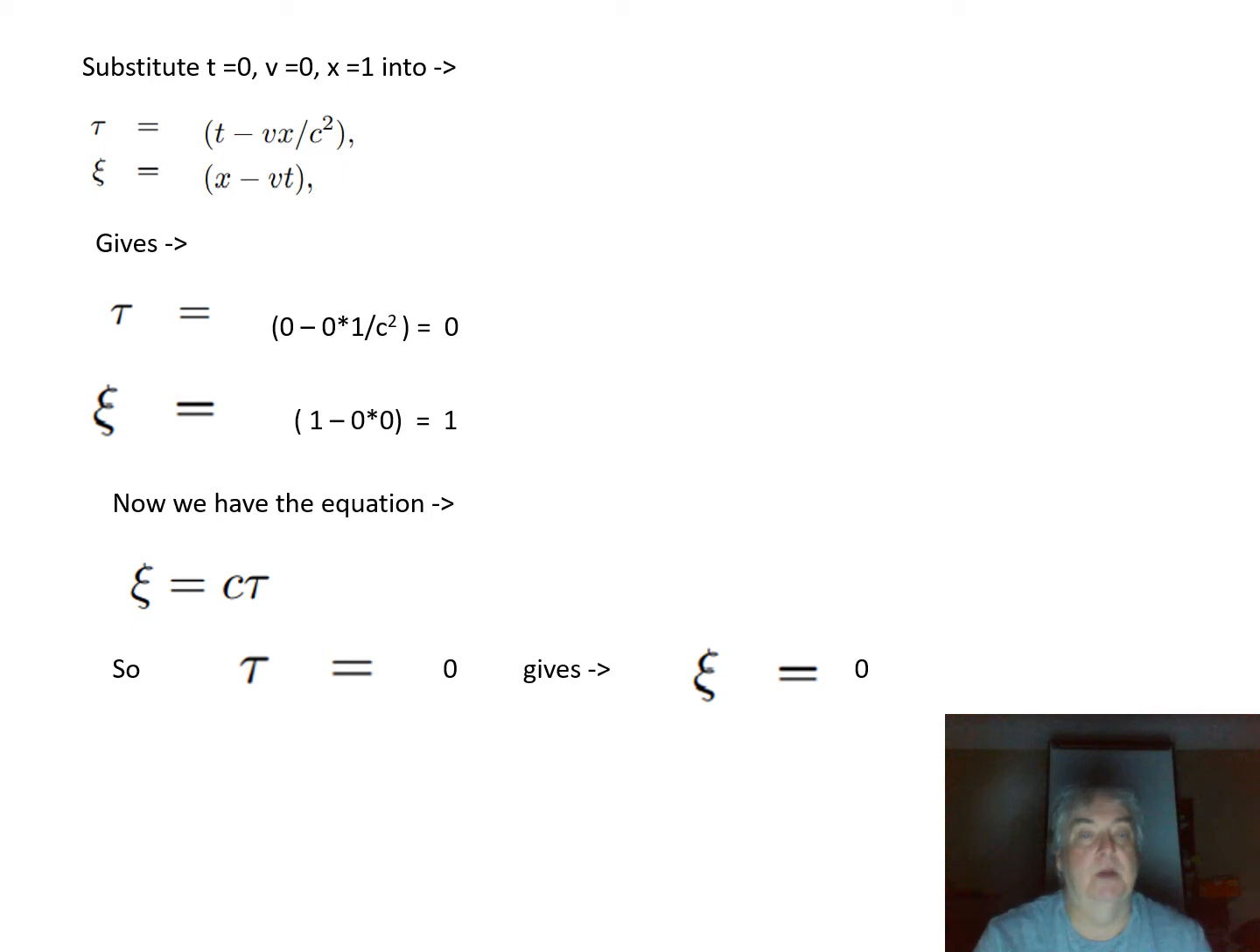With these simple equations we can now substitute t equals 0, v equals 0 and x equals 1 into them to see what they give, and that gives tau equal to 0 and z equal to 1. And now we also have the equation z equals c times tau. So for tau equals 0, that gives c equal to 0.